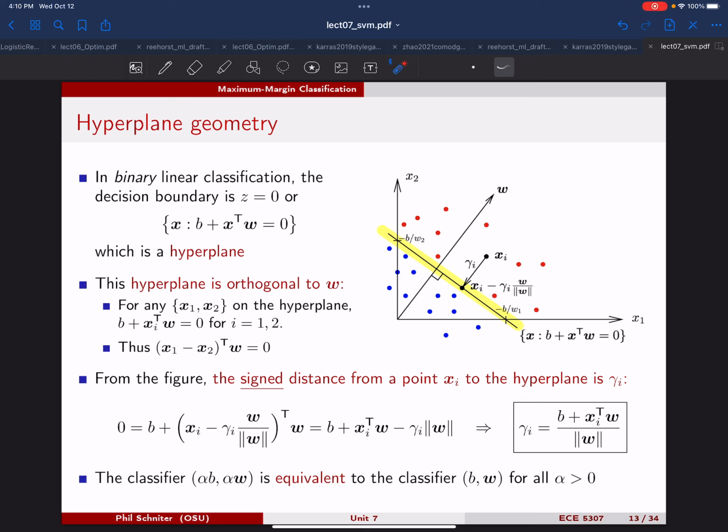And this is just a simple case where we have two features, x1 and x2. But in the general case where you stack all your features into x, the equation for the points along that line is this. It's the set of x such that b plus x transpose w equals 0.